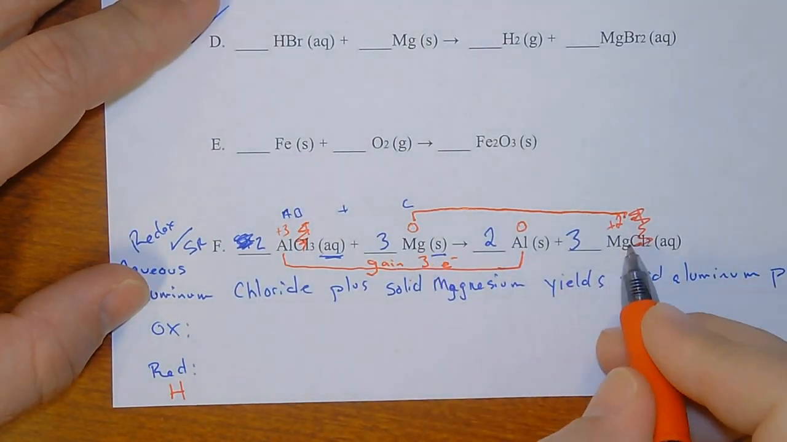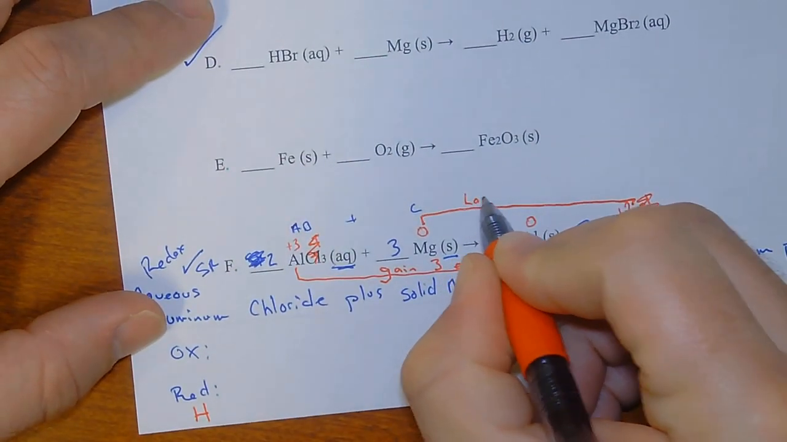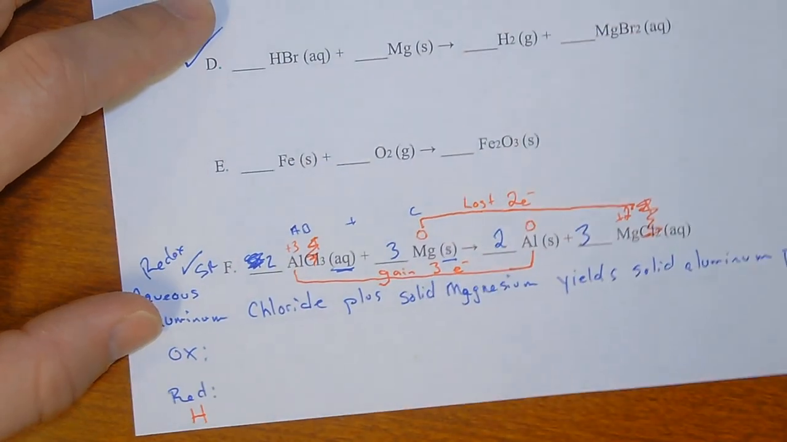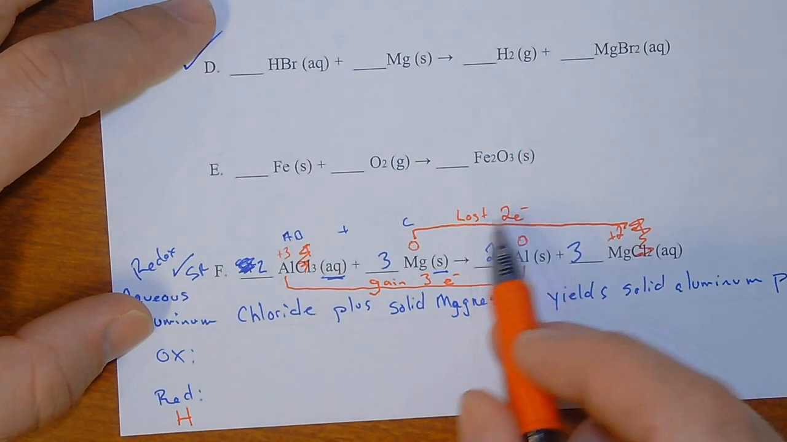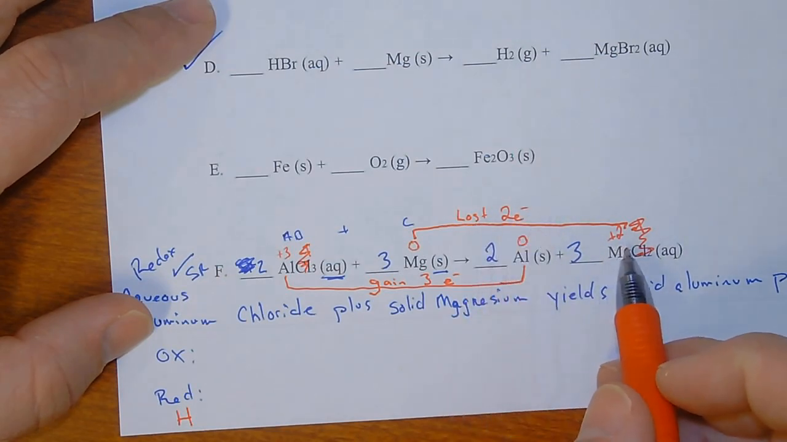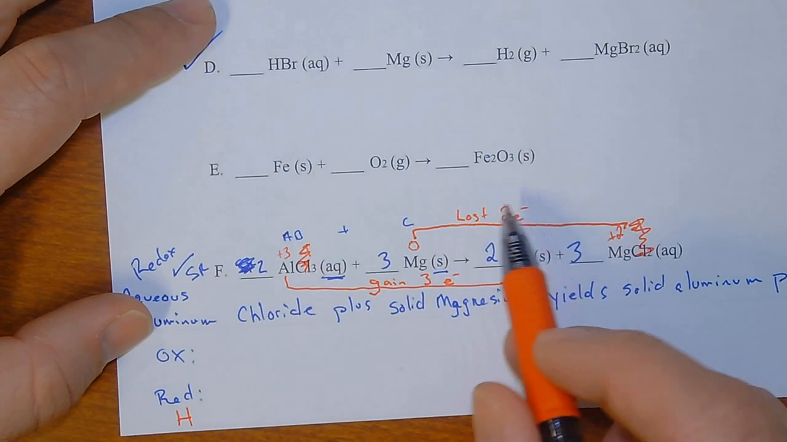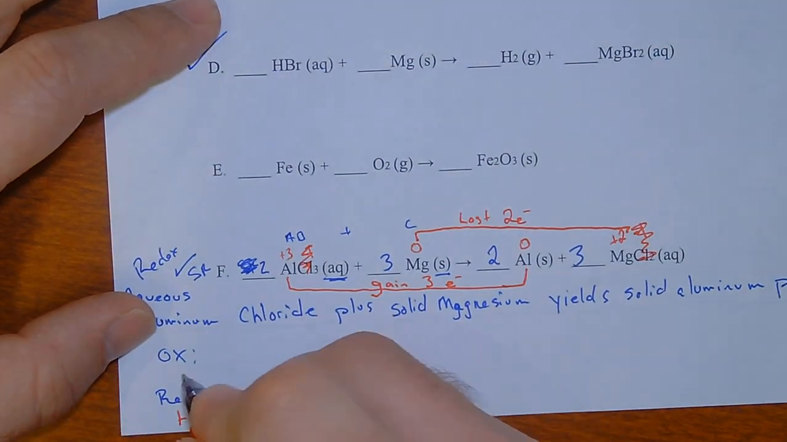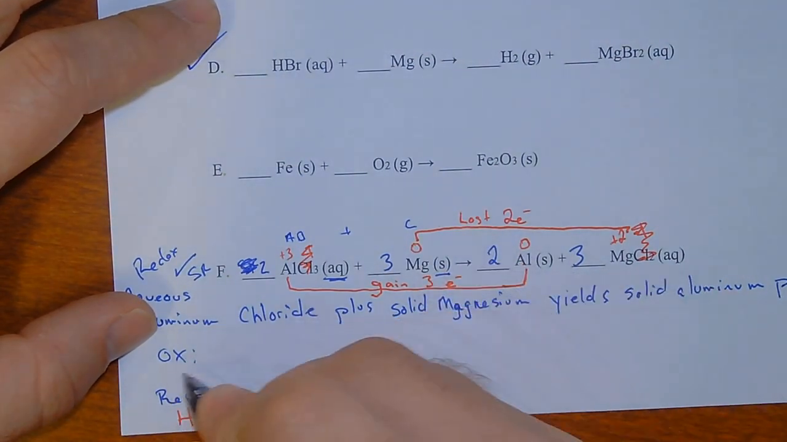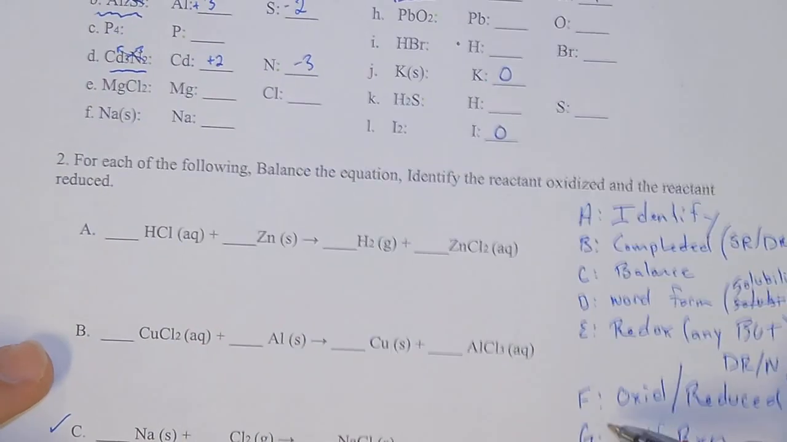Okay, then if I look at magnesium, magnesium goes from 0 to +2. So how do we go from 0 to +2? That means we lost 2 electrons. Well, how does that work? Well, 0 minus negative 2, there's your double negative, gets you to +2. So a double negative makes a positive. So that must be what's being oxidized, because oil, oxidation is losing. So magnesium is being oxidized. So that was step F.